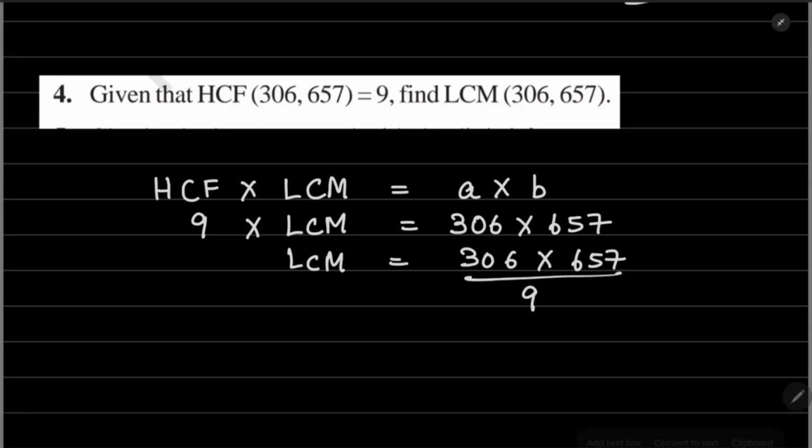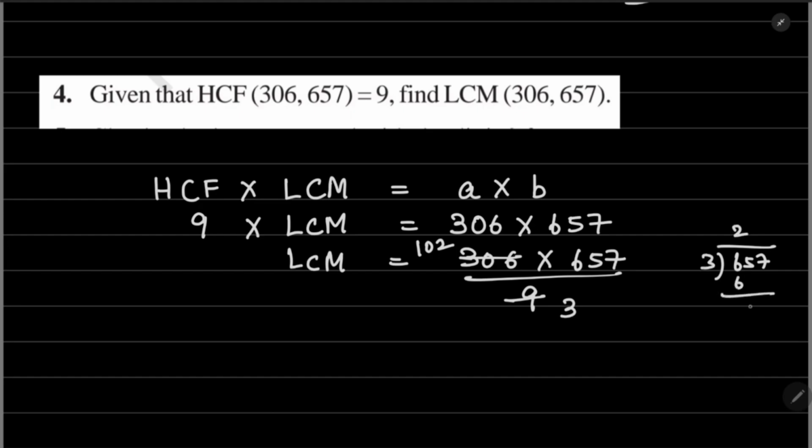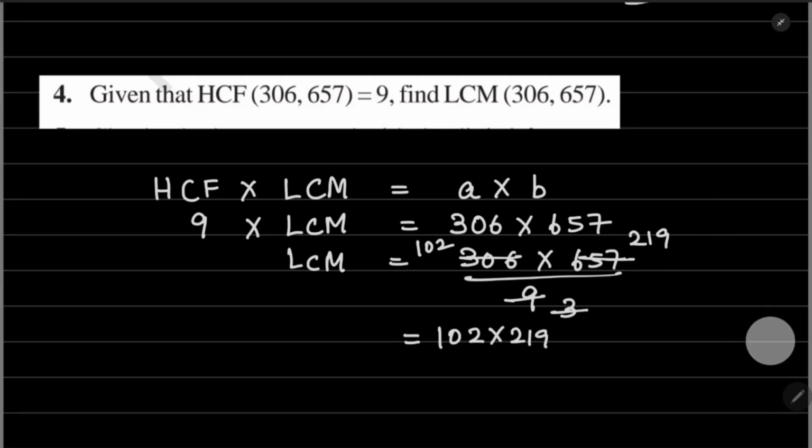Okay, so you can cancel 3 3s are 9, and then 306 divided by 3 is 102. Okay, and then 657 divided by 3, how much you get? 3 2s are 6, again 3 1s are 3, 27, 3 9s are 27. So if you cut with 3, this is 219. So here you will be getting 102 multiplied by 219. Okay, let's do it. So 219 multiplied by 102.